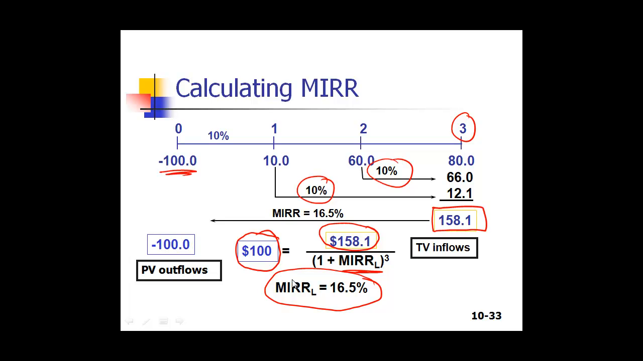Adil, what does this MIRR equal to 16.5% mean? Your boss asks you what the 16.5% represents, and assume that he's not a finance person. Yeah, so this is effectively the return on the project, the annualized return on the project.